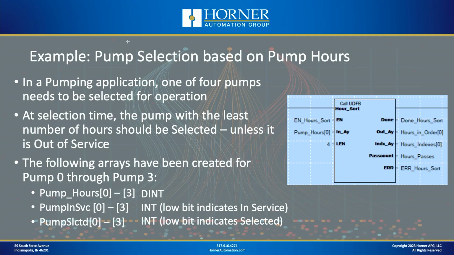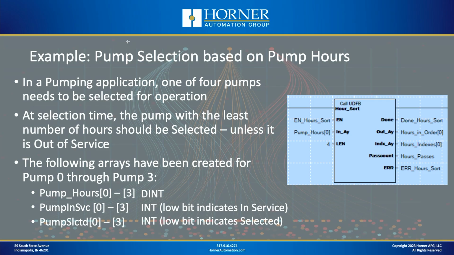I've got another example for you, and this one is not related to data captures or process data or performance data or anything like that. This example is basically just a pumping example where we have multiple pumps and we want to select a pump to run at any given time based on machine hours or pump hours. How many hours has that pump actually been operating over its lifetime, so that we can balance out the usage of each of the pumps.